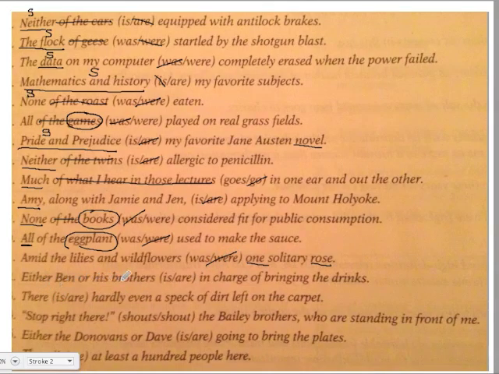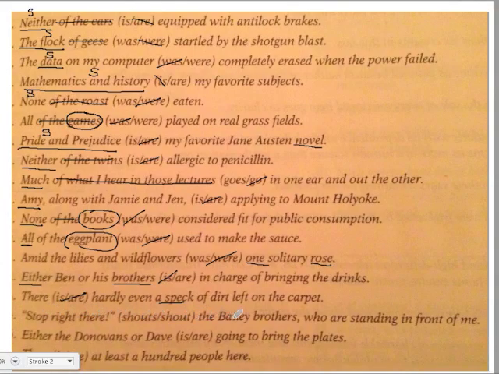Either Ben or his brothers, and the one that's closer to the verb is the one we're going to use, so we want to say are. If it was either his brothers or Ben, then we would pick is. There is or are hardly even a speck of dirt left on the carpet. Is. It's a singular.